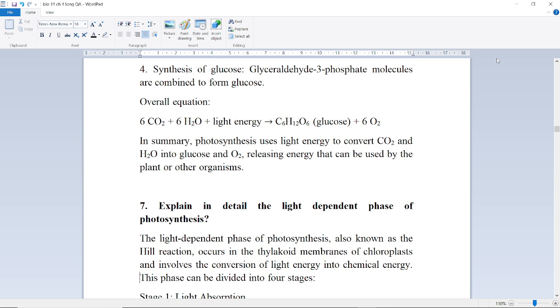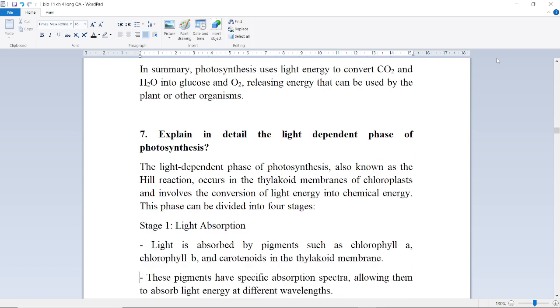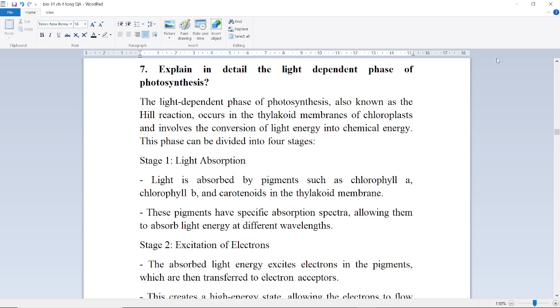In summary, photosynthesis uses light energy to convert carbon dioxide and water into glucose and oxygen, releasing energy that can be used by the plant or other organisms. Next question is, explain in detail the light-dependent phase of photosynthesis. The light-dependent phase of photosynthesis, also known as the Hill reaction, occurs in the thylakoid membrane of the chloroplast and involves the conversion of light energy into chemical energy. This phase can be divided into 4 stages.